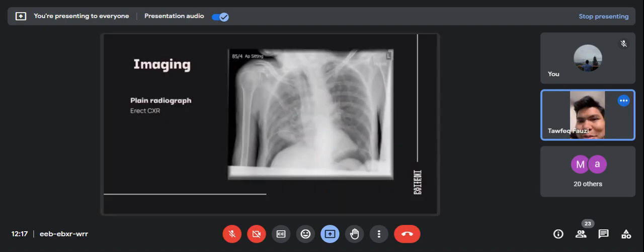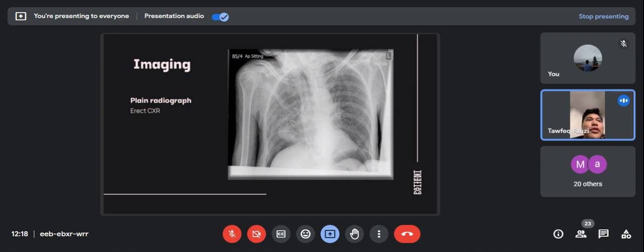Next, please. Okay. Now we go to imaging. Same thing. You don't order every radiological investigation under the sun. It would be based on what your working diagnosis is. So the first thing that I'm showing here is an erect chest X-ray. This can be done in cases of suspected perforation. It's called an erect chest X-ray because the patient has to be upright.